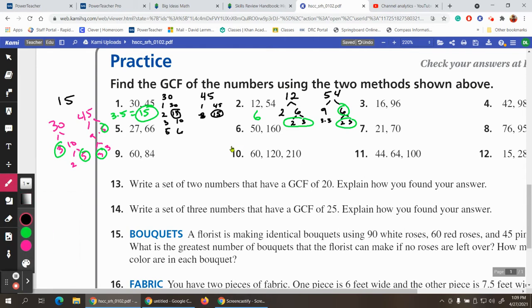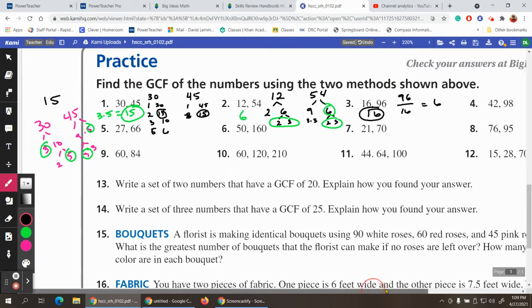Let's see here. 16 and 96. 96 divided by 16, hey, it works. 96 divided by 16 is 6. So that means 16 is my answer. That's kind of cool when that works.